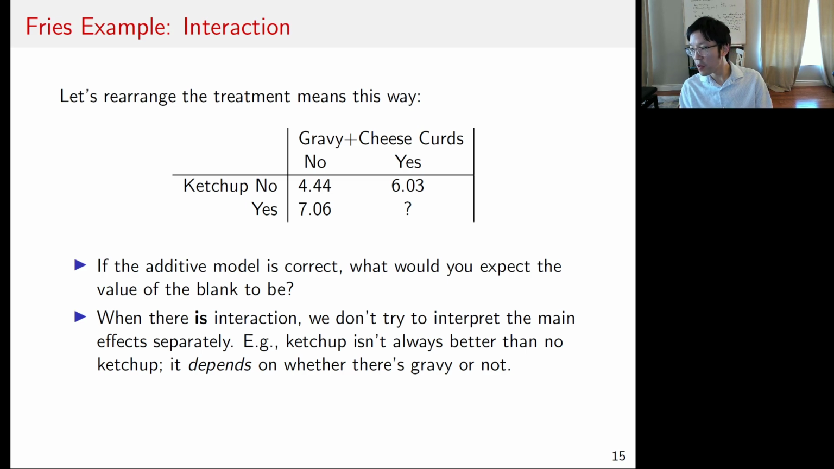Okay, so to clarify, I want a specific number. So don't give me a range. If the additive model is correct, so in other words, we have additive effects, what would be the value of the blank if the model is actually correct?